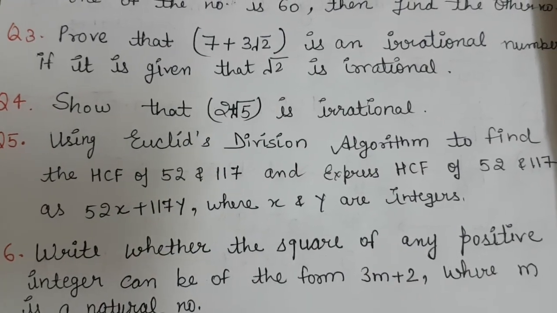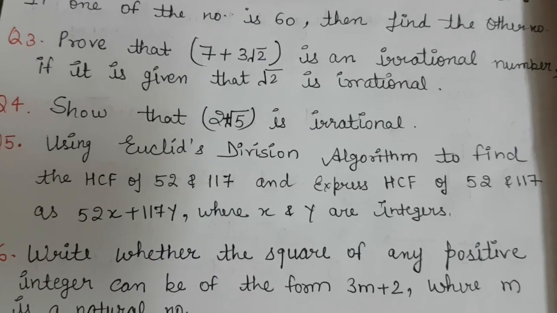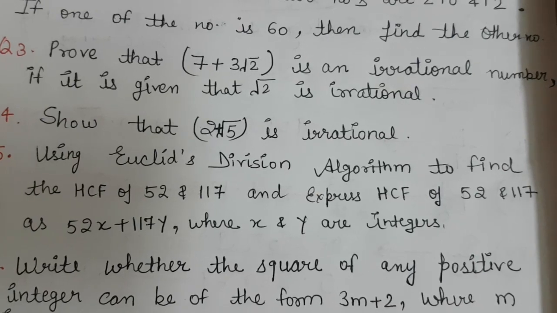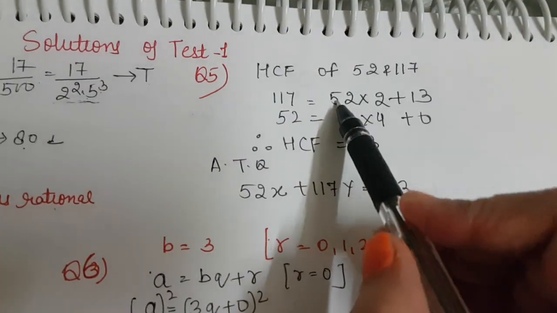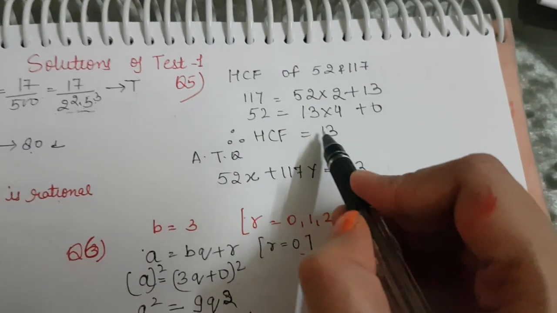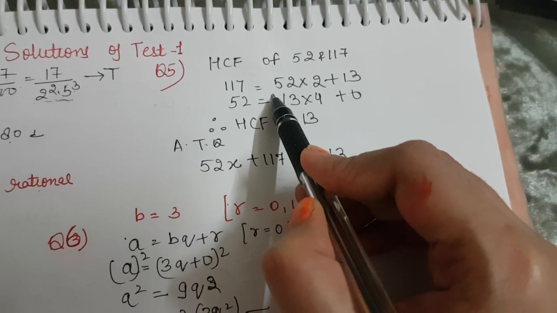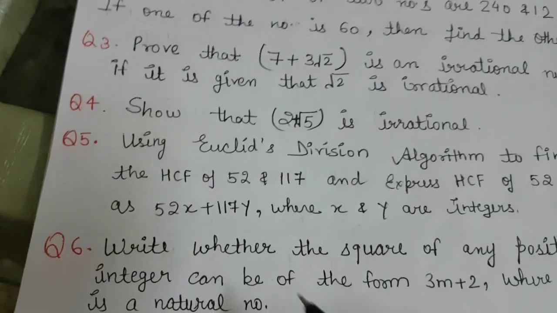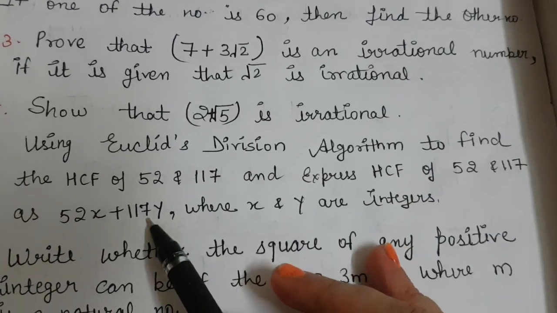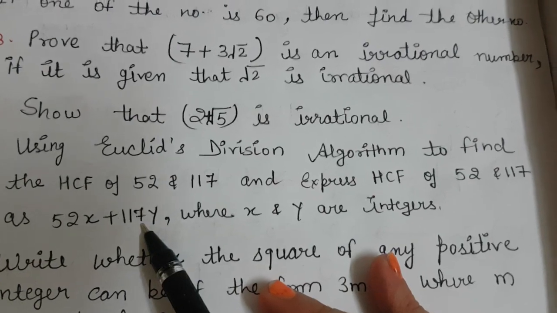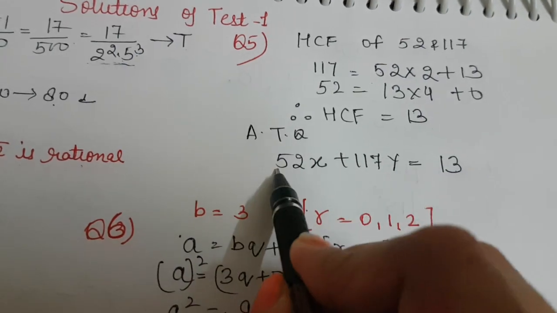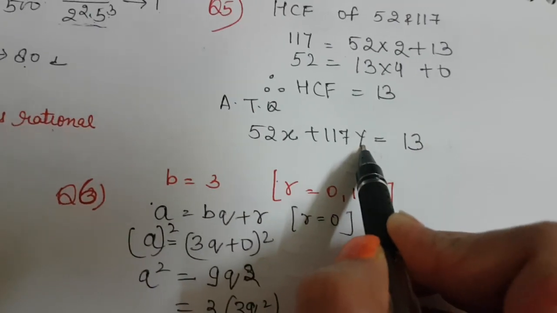The fifth question is: using Euclid's division algorithm, find the HCF of 52 and 117. First we have to use Euclid's division algorithm to find the HCF of 52 and 117. So we have found out here that the HCF of 52 and 117 is coming 13 by using Euclid's division algorithm. Now according to the question, they are saying to express the HCF in the form of 52x plus 117y. So they are saying express 13 in the form of 52x plus 117y.